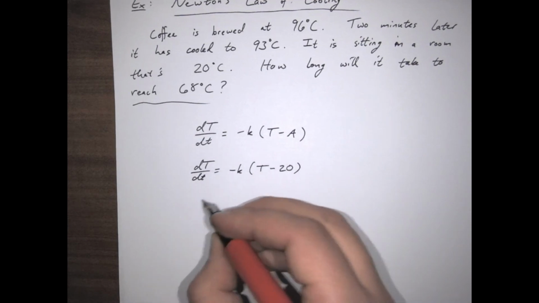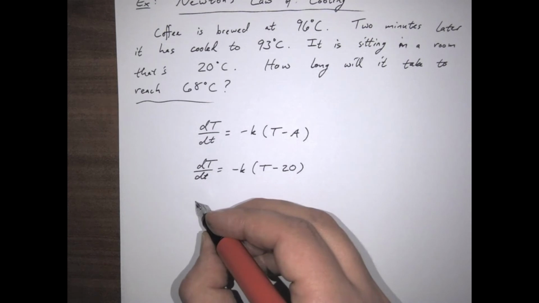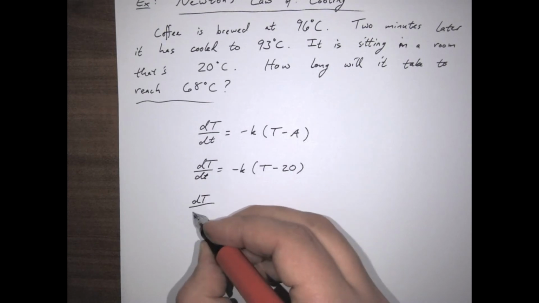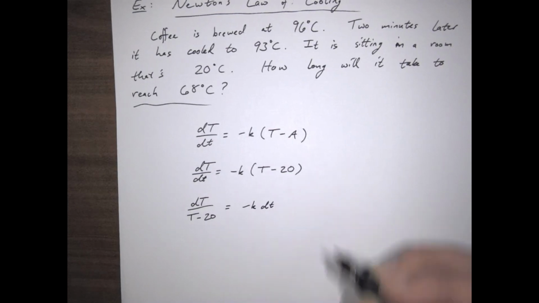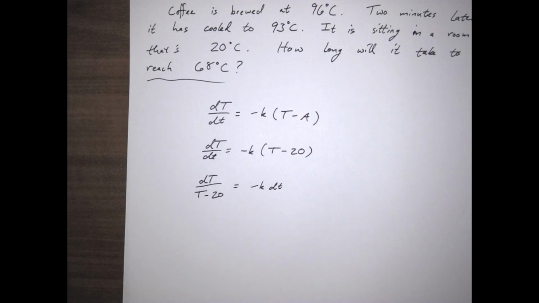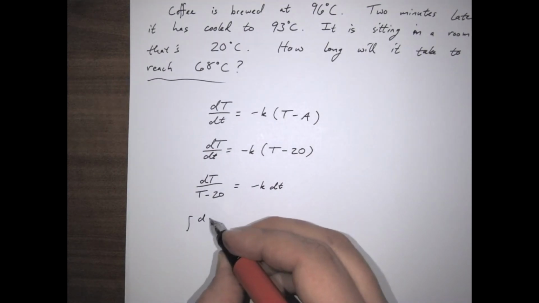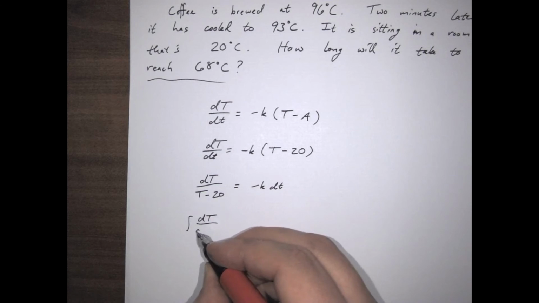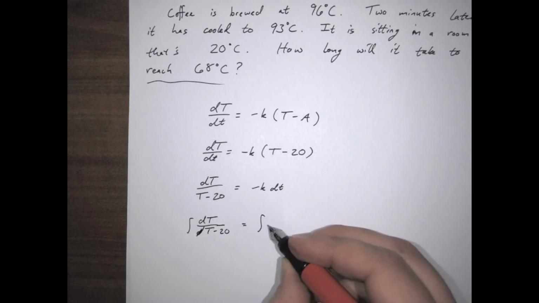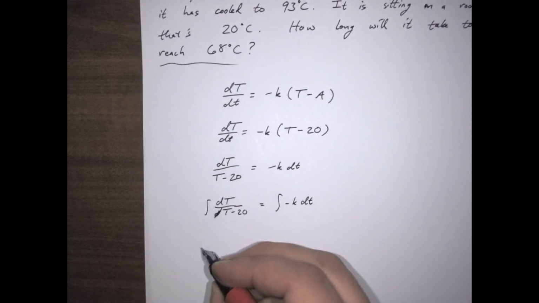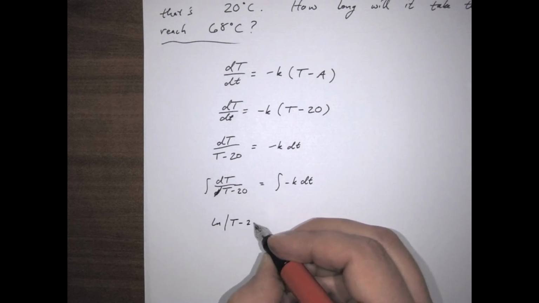There's only the dt. So what we can do is divide both sides by T minus 20, multiply both sides by dt, and that'll give us dT over T minus 20 is equal to negative k dt. All right. Well, then we integrate both sides. And on the left, what we are going to have is just the natural log of the absolute value of T minus 20.